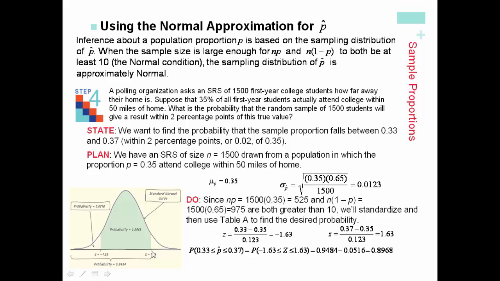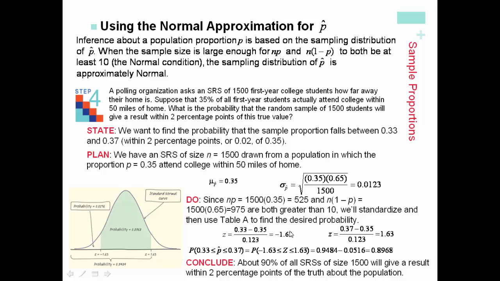Remember, the amount of the probability here on a standard normal curve is 0.9484, and we're going to subtract the piece right here that I don't want, which is the probability z is less than negative 1.63, that's 0.0516. That will give us the amount of space or probability in between the two values. We get 0.8968. Our conclusion is about 90% of all simple random samples will give a result within 2 percentage points of the truth about the population.